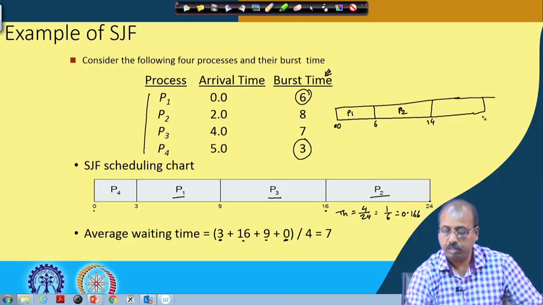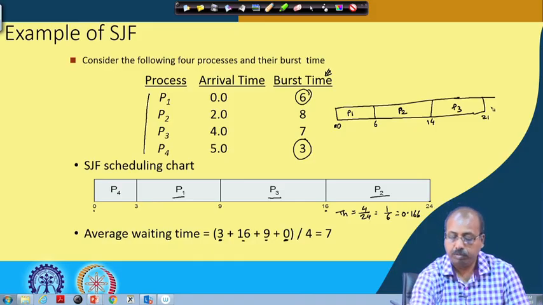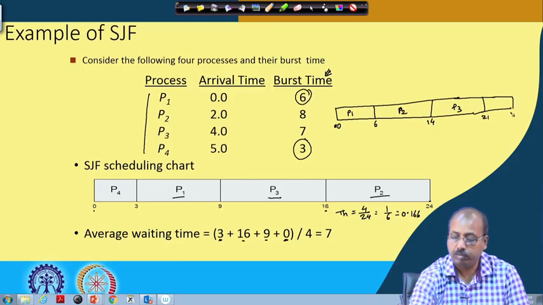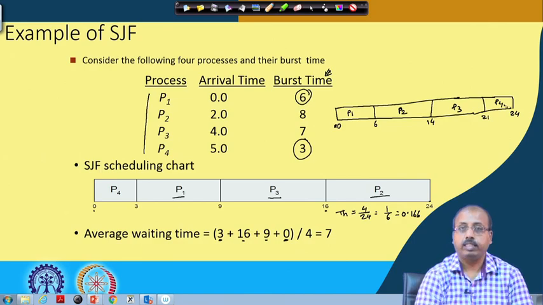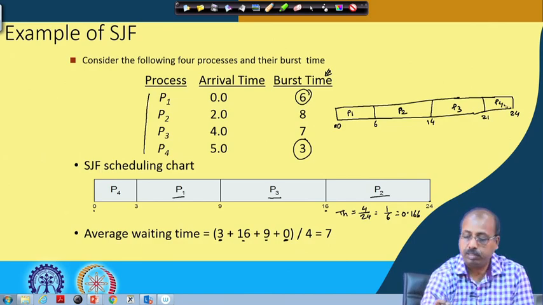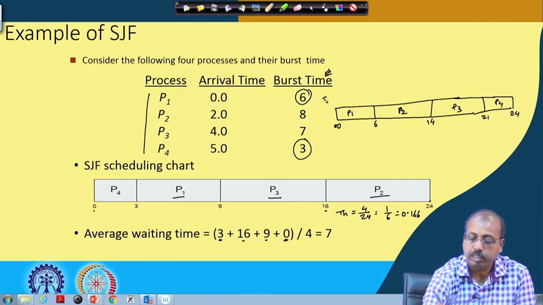So, this is 21, and then P4 for 3 time units. P4 came after that, and that is 24. So, you see that the set of tasks is completed at time 24 only, under this FCFS policy as well. So, if you compute the throughput, it remains the same. Throughput is equal to 4 by 24, that is 0.166.